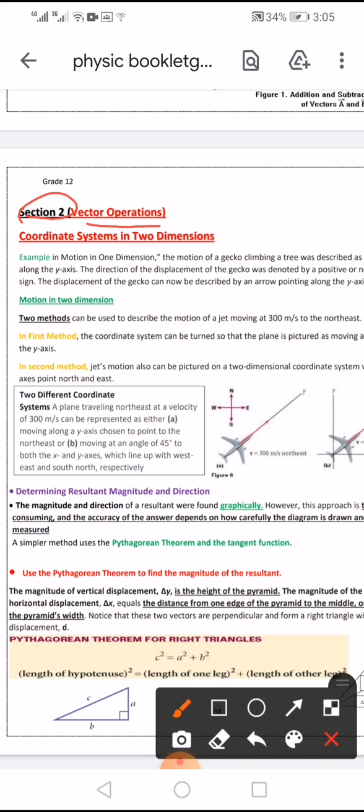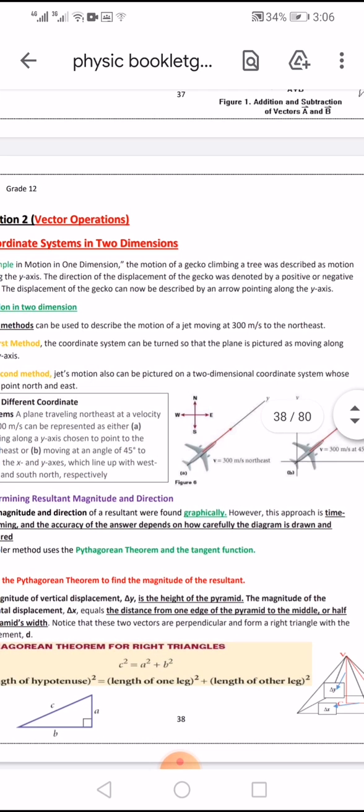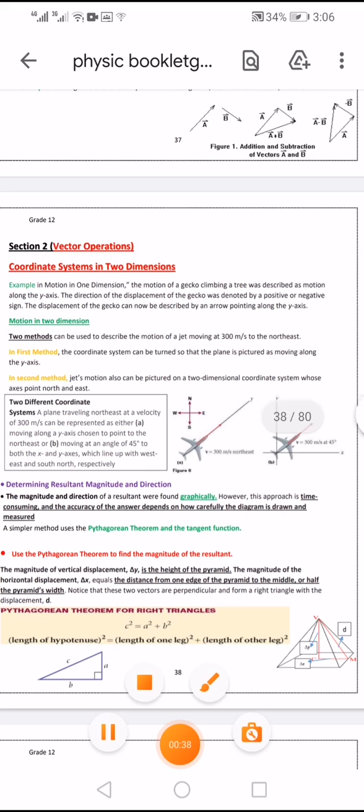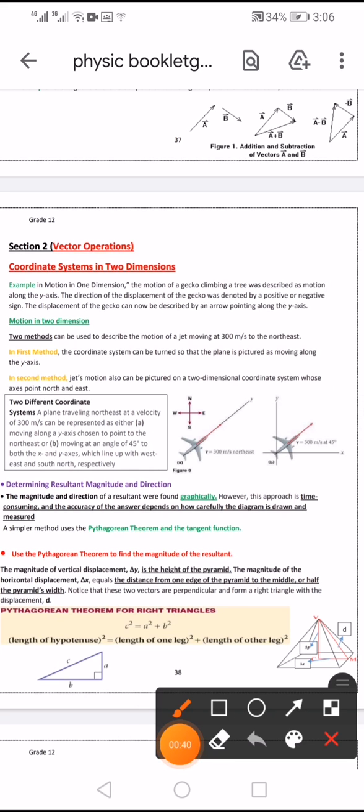Like the motion of Gigo climbing a tree was described as motion along the y-axis. The direction of displacement of Gigo was denoted by a positive or negative sign. The displacement of Gigo can now be described by an arrow pointing along the y-axis.